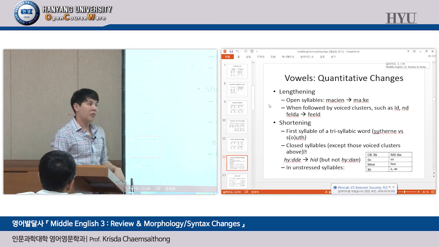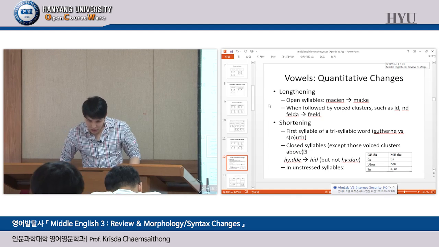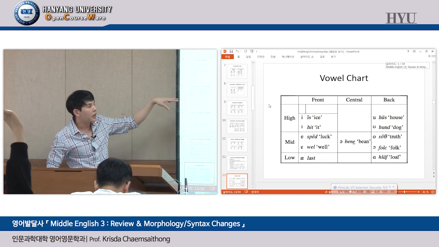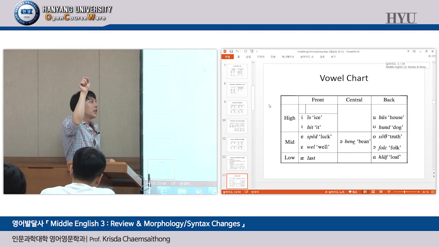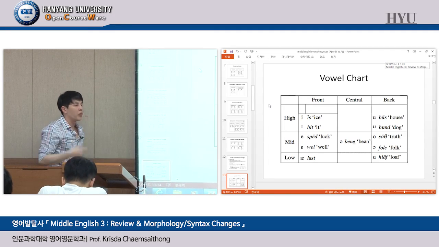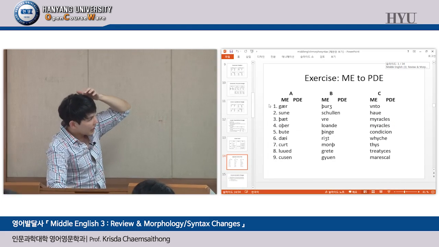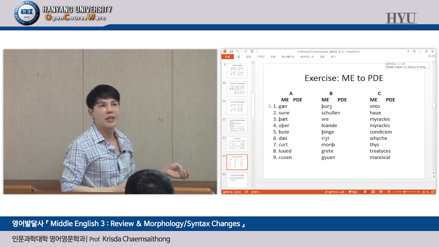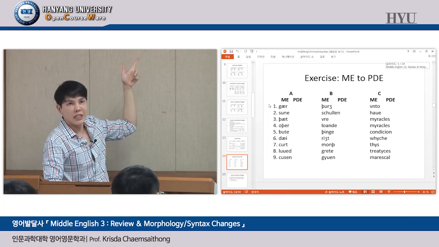And then in unstressed syllables also, so for example in these words, right? So that's what we talked about last time, and this is the vowel chart for Middle English. You see that Y or the U with the two dots, the rounded E, they were on the way out already, right? So as a practice exercise, could you turn these words into present day English, using your knowledge of spelling changes and also sound changes?